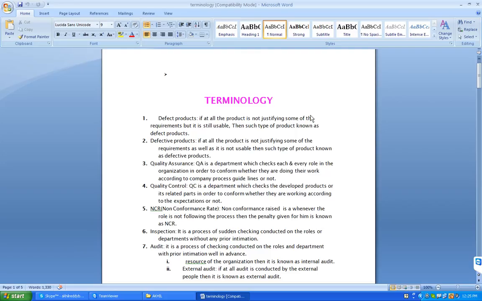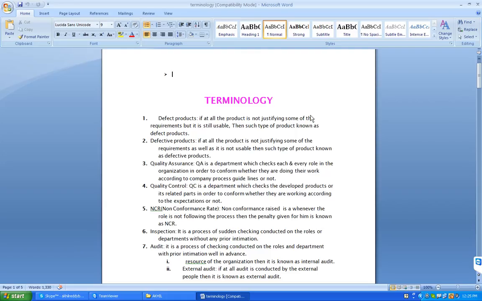And wherever you go, there are two types of testers: one is quality assurance, the other is quality control people. Quality assurance is one of the departments which checks each and every role in the organization according to customer expectations or company expectations. Each and every role is working or not, they will do testing. That type of people is called quality assurance people.